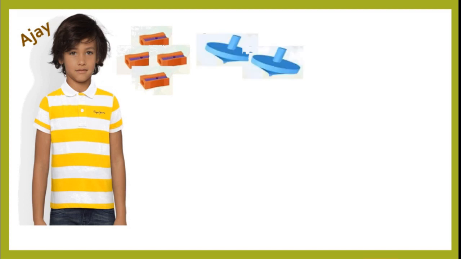This one is Ajay. What he has purchased? He purchased 4 sharpeners and 2 bingris. Okay, the cost of 1 sharpener is rupees 1. Isn't it? So we will write 4 plus here bingris cost 2 rupees each. Means again here also 4 we will write. Then what is the cost? Total amount he has to pay to the shopkeeper.